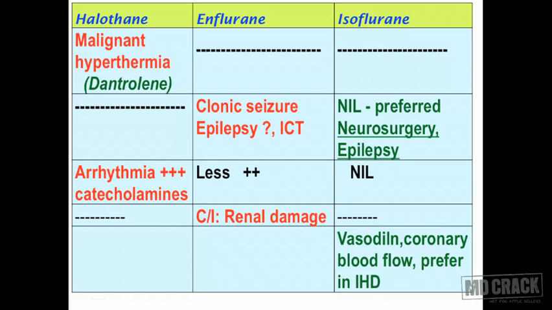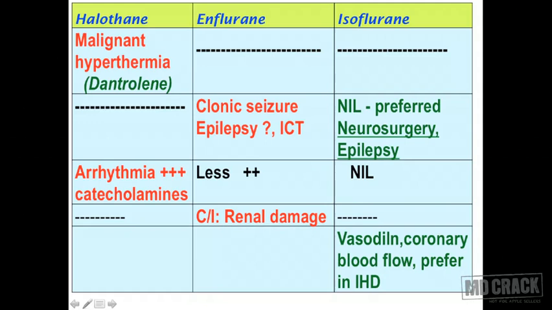This malignant hyperthermia happens based on a pharmacogenetic factor, and due to the abnormal ryanodine receptor, you would get malignant hyperthermia. The drug of choice to treat this is dantrolene. I hope you remember your skeletal muscle relaxants. It's a directly acting skeletal muscle relaxant. With enflurane and isoflurane, there are fewer chances of malignant hyperthermia.